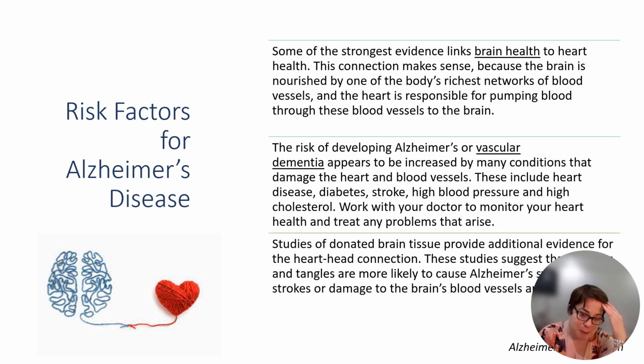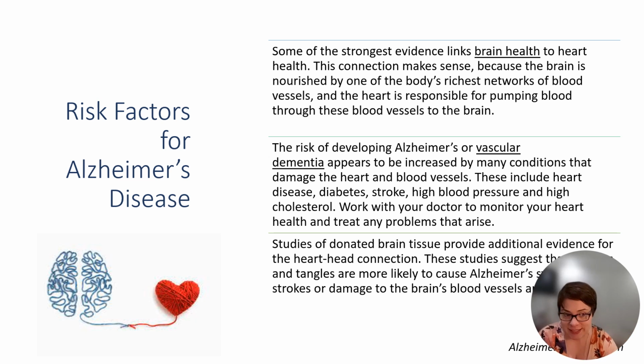So this is an example of a preventable risk factor, whereas obviously increasing age and family history are not preventable. This is what we mean when we talk about genetic risk versus environmental risk.